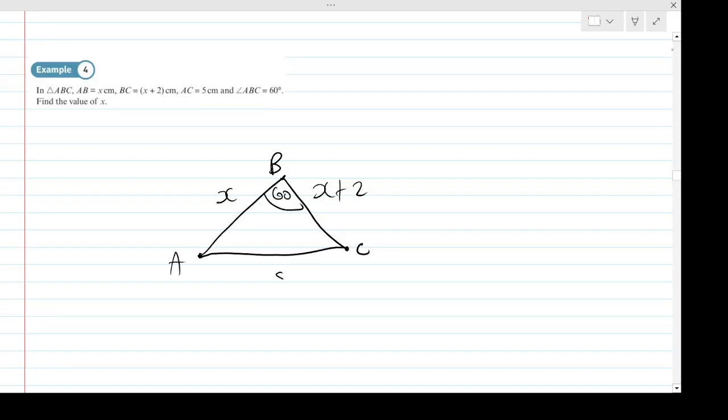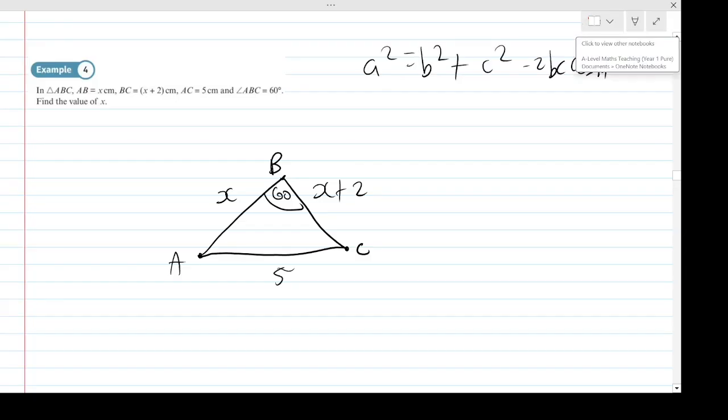Now, don't be thrown off by the algebra, the letters. You do the exact same idea with letters as with typical numbers. So what can I do here then? Well, I do know all three sides and an angle, so I can apply the cosine rule here. The 60, the angle I have, is opposite the 5. Firstly, the cosine rule is a squared equals b squared plus c squared minus 2bc cosine of A.